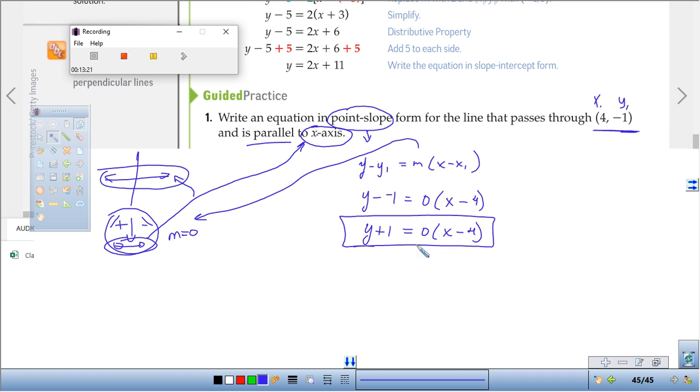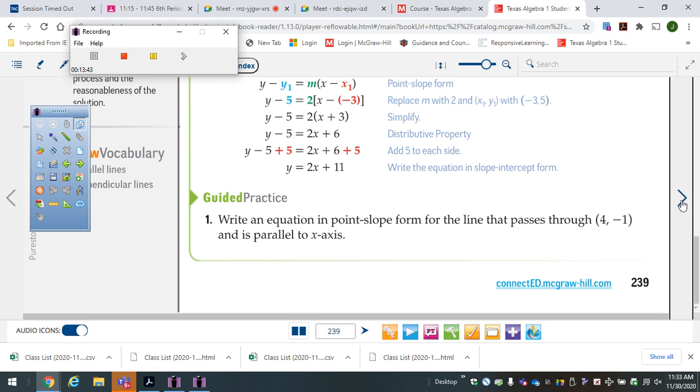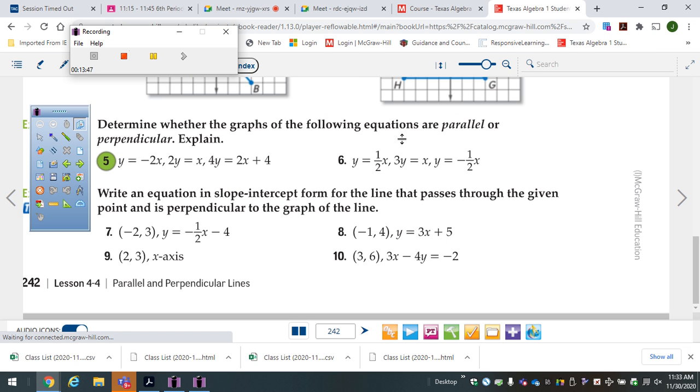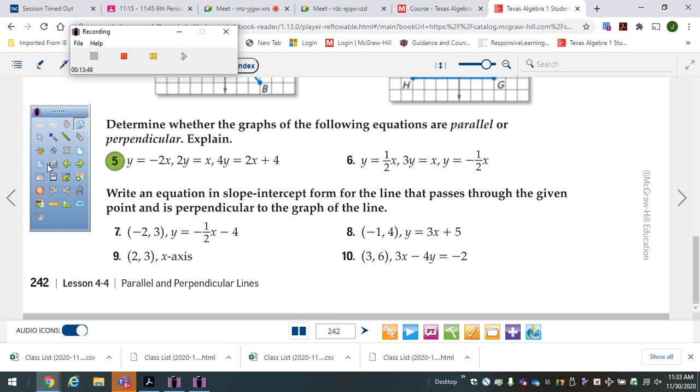Okay, let's practice another one because that's actually it. We're done with our examples. Let's practice another one, okay? Let's try number 7 real quick.